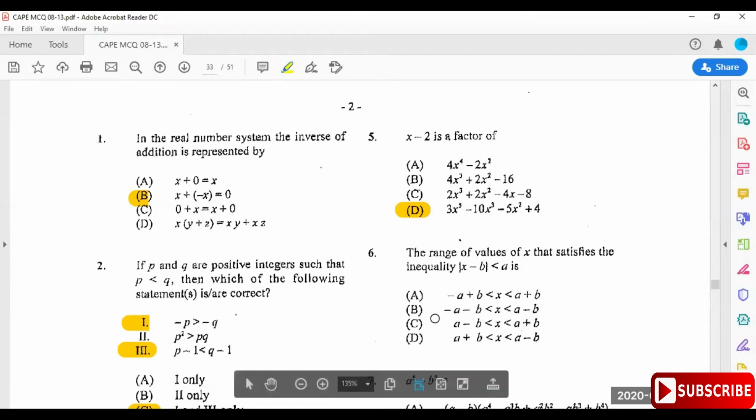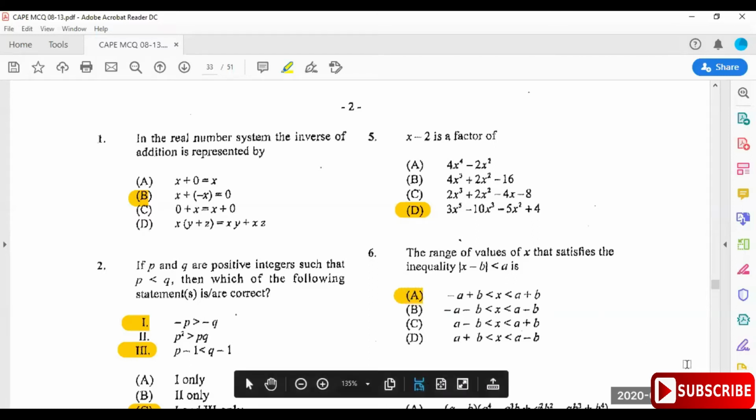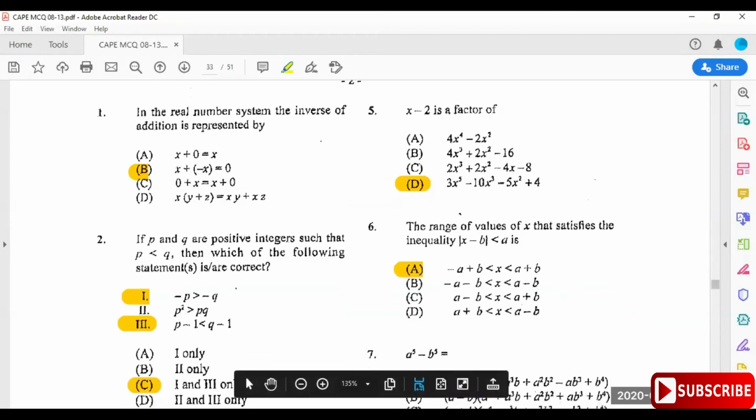All right, 6 is a repeat one as well. Which one was it? A. Very good. It's a repeat question again. So you notice how much they repeat.